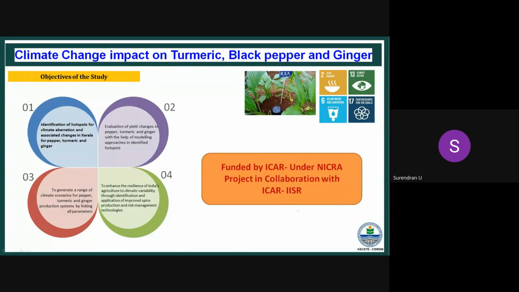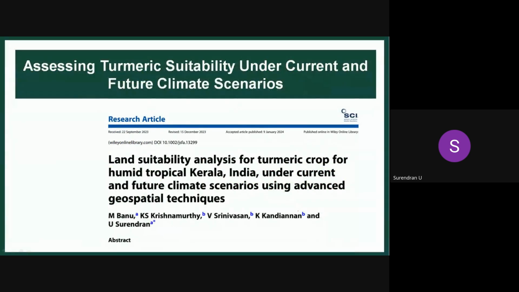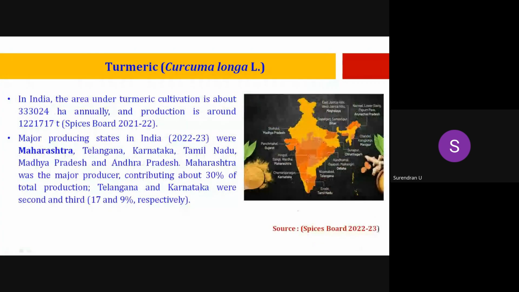Based on this, we are now doing a project under NICRA along with the Indian Institute of Spices Research. Here we are considering 3 crops: turmeric, black pepper and ginger. This is one of the papers from that. The importance of turmeric, all of you may know, and the main producing states as of now are Maharashtra, Telangana, Karnataka, Tamil Nadu, Madhya Pradesh, and Andhra Pradesh.